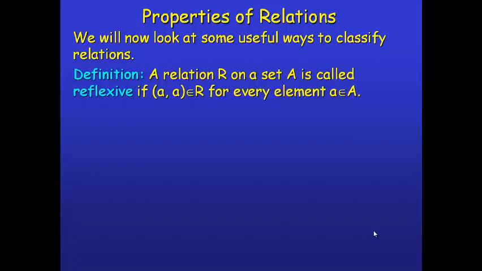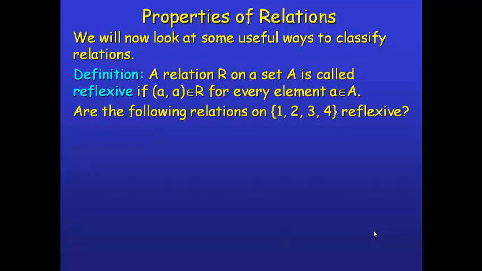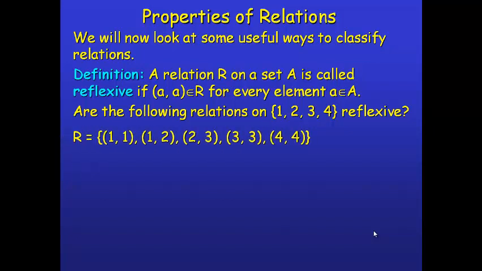The first one is reflexive. What is reflexive? A relation R on a set A is called reflexive if the ordered pair (A, A) belongs to R for every element A belonging to A. So this is the example. First, you check whether the following relation on the set {1, 2, 3, 4} is reflexive. That is, R equal to {(1,1), (1,2), (2,3), (3,3), (4,4)}.